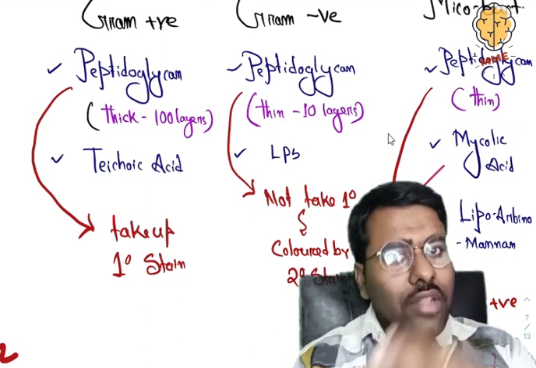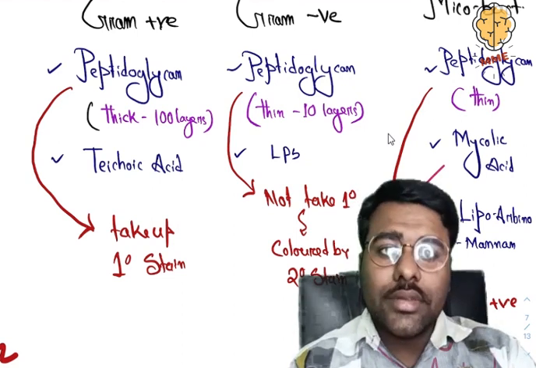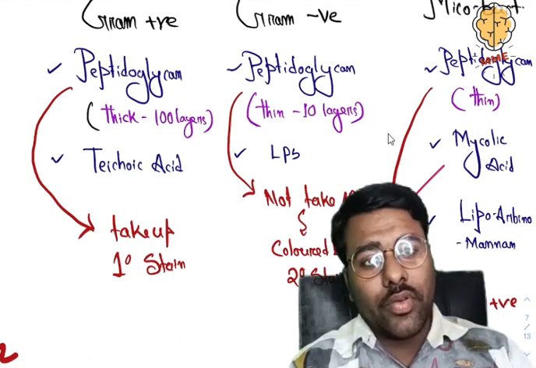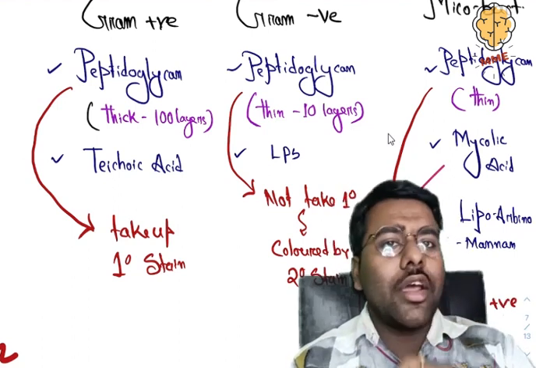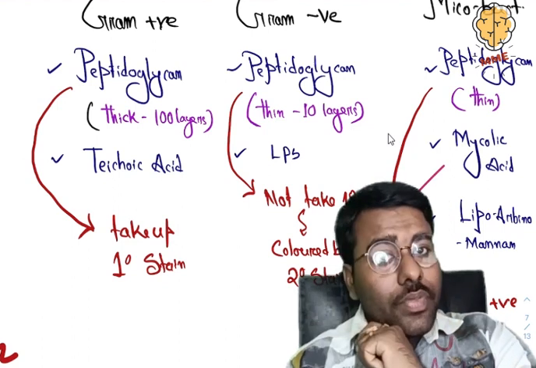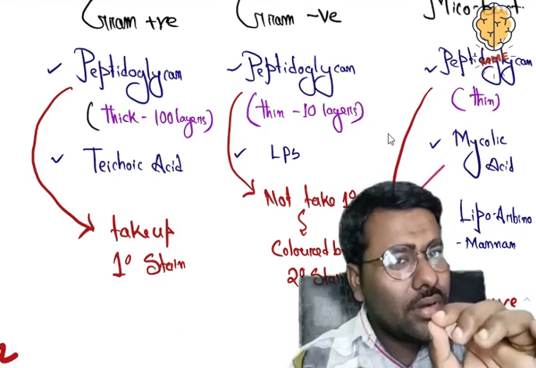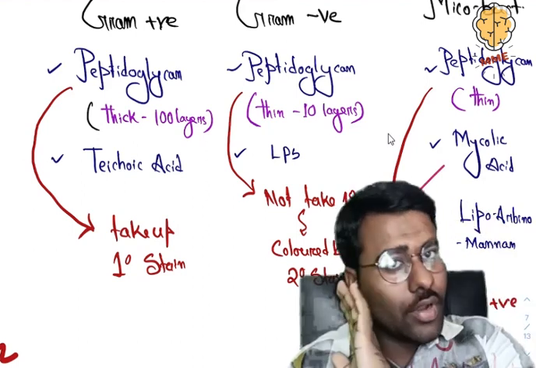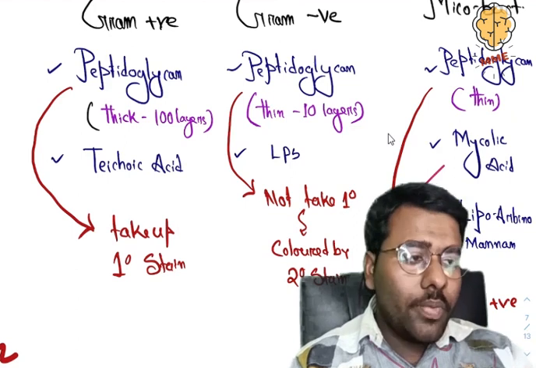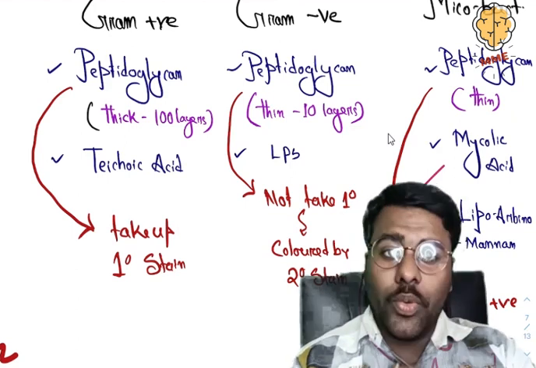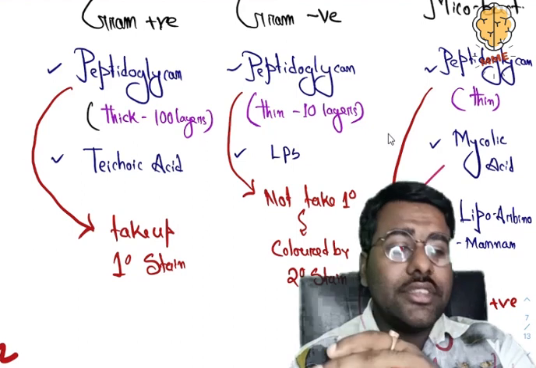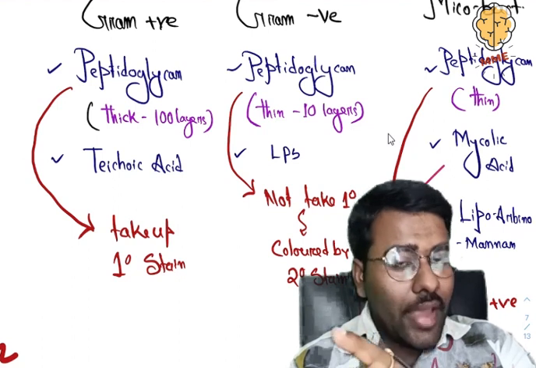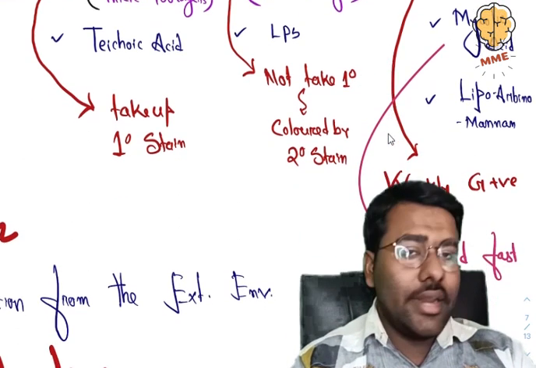All three contain peptidoglycan. So why the demarcation? Because in gram positive, there are 100 layers of peptidoglycan. In gram negative, there are 10 layers of peptidoglycan. In mycobacteria, it is thin but a little more than gram negative. So there is the difference in the layers. Another component in the gram positive cell wall is teichoic acid. In gram negative, there is LPS. In mycobacterium, there is mycolic acid and lipoarabinomannan, LAM.